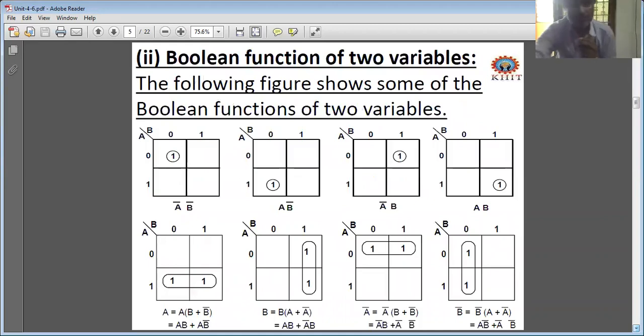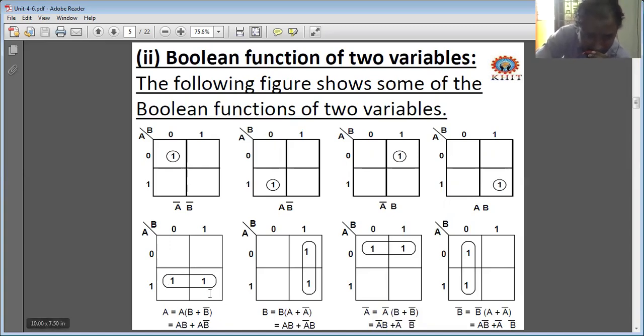Next, Boolean function of 2 variables. The following figure shows some of the Boolean functions of 2 variables. How can we write 2 variable functions? See here it is 0, 1, 0, 1. Both A and B are 0, that means A bar B bar. Here A side is 1, that means it is A, B side is 0, that is B bar. Here A side is 0, that is A bar, B side is 1, that is B. Here A side is 1, B side is 1, so it is AB.